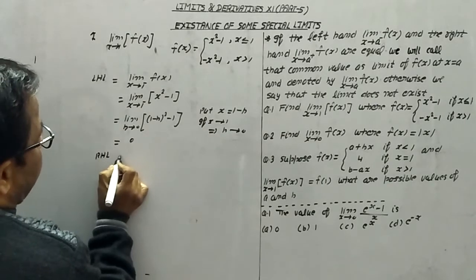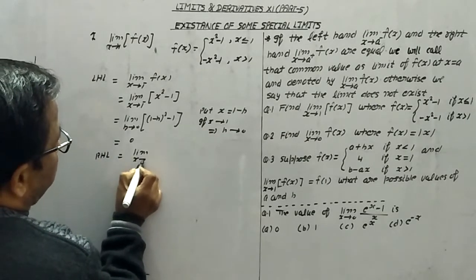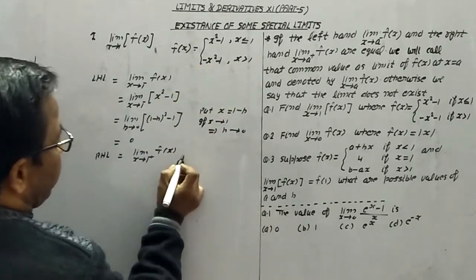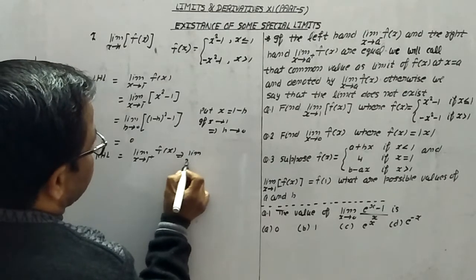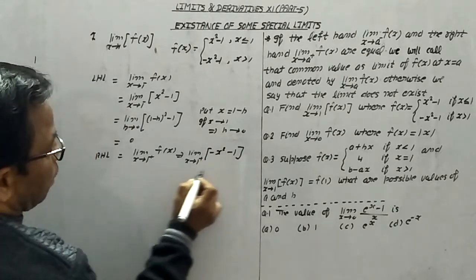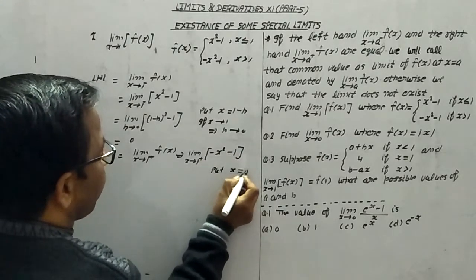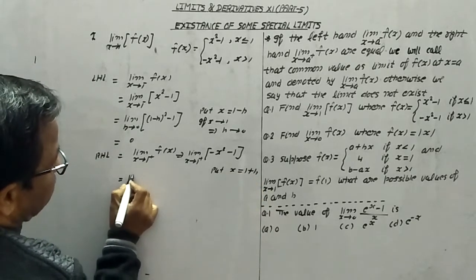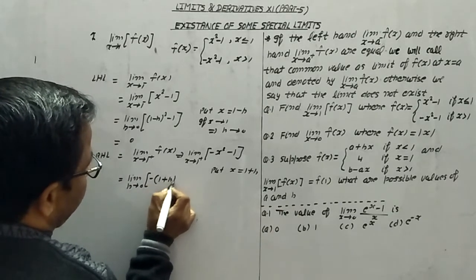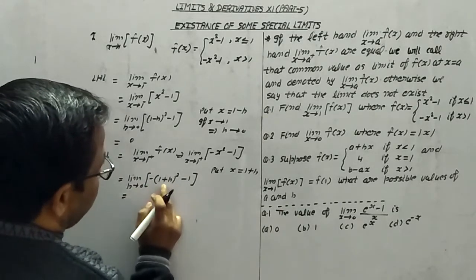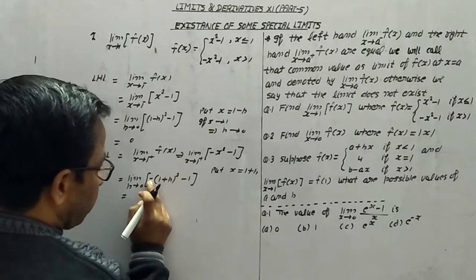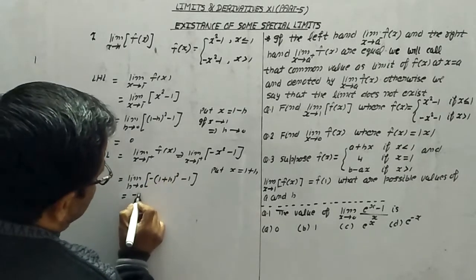Now the right hand limit means limit x tends to 1 plus f(x). What is the function in this part? This one only. So we will write limit x tends to 1 plus, and f(x) is minus x square minus 1. Now we put x equals 1 plus h, and this becomes limit h tends to 0 of 1 minus (1 plus h) whole square minus 1. Now if we put h tends to 0, this becomes 1 minus 1 minus 1, which is minus 2.